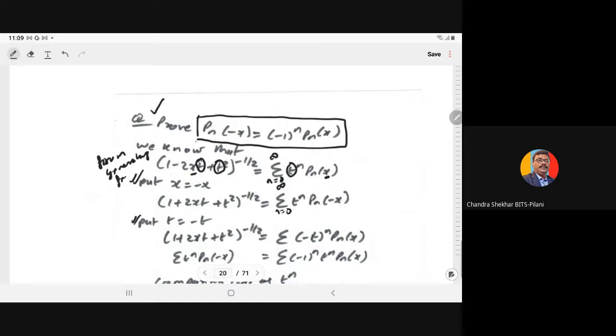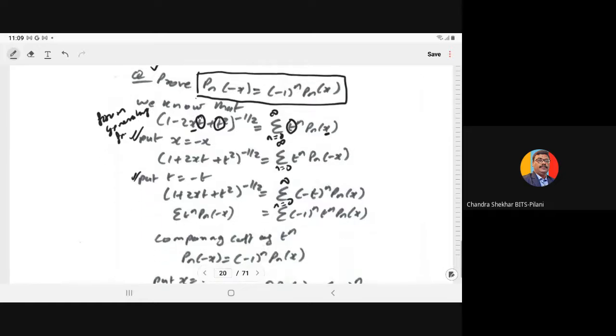So here we have 1 plus 2xt plus t square to power minus half is equal to summation n is equal to 0 to infinity minus t to power n Pn x, and here minus t to power n can be written as minus 1 to power n t to power n into Pn x. So when we compare, in both equations the left hand side are equal, implies the right hand side are also equal.